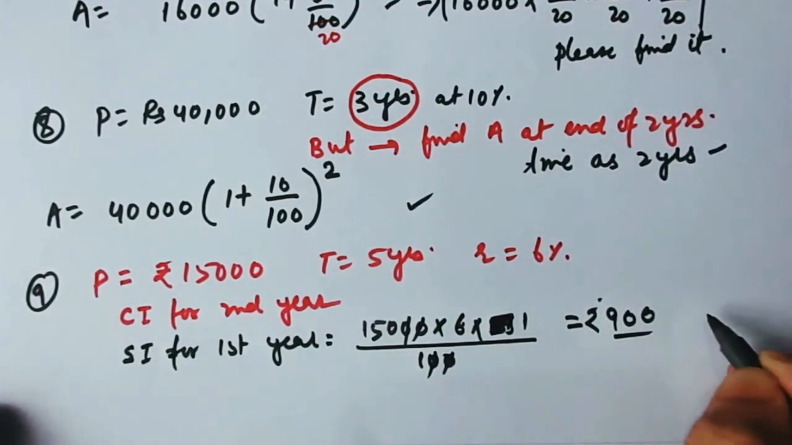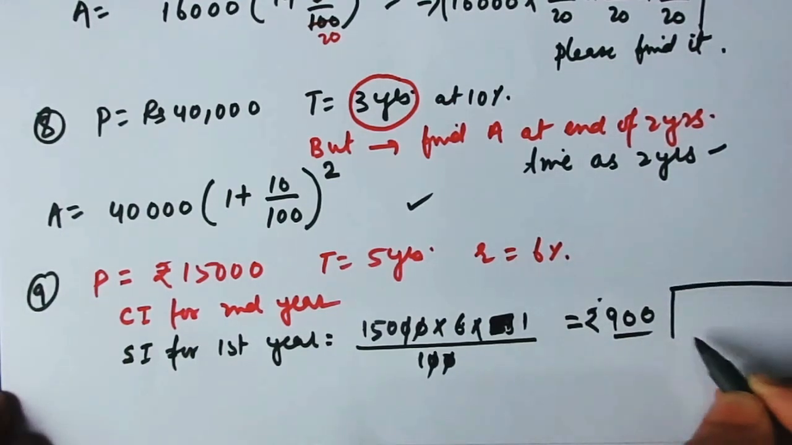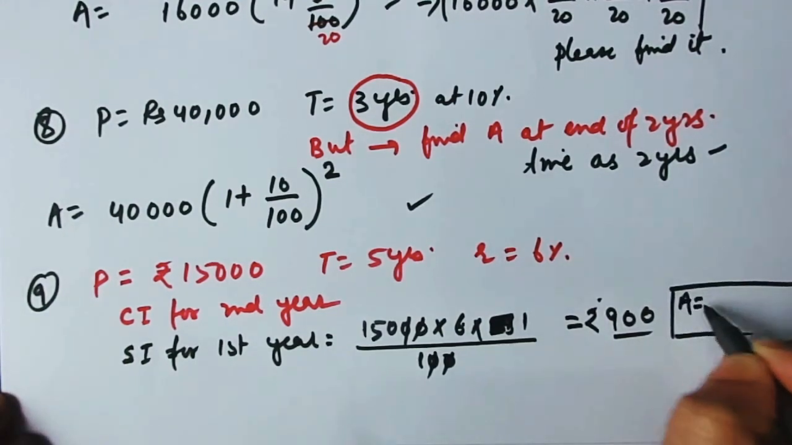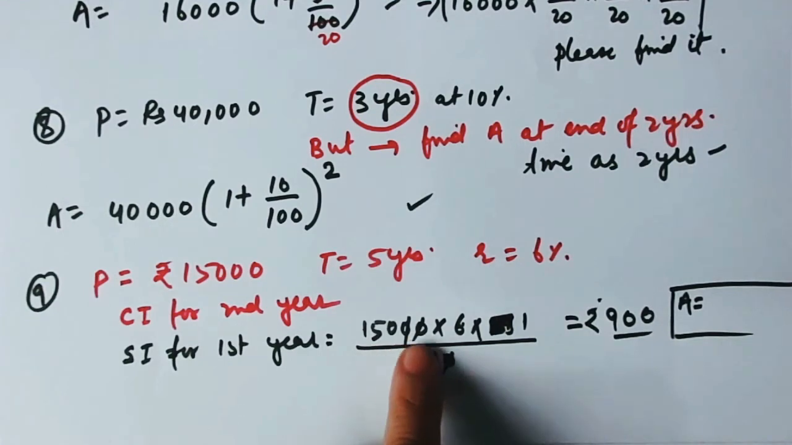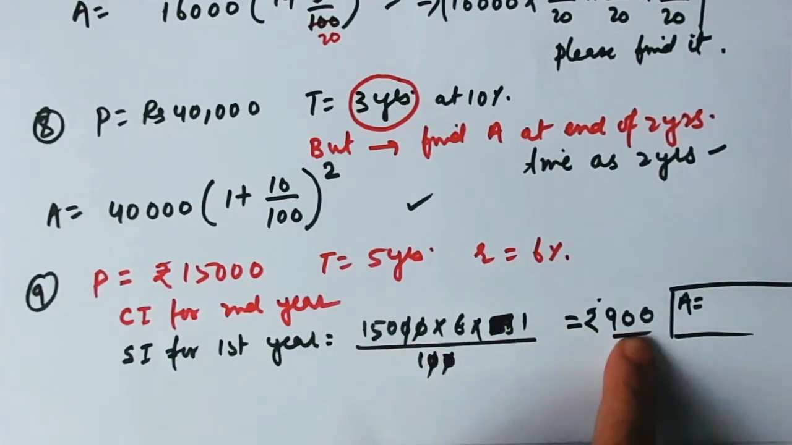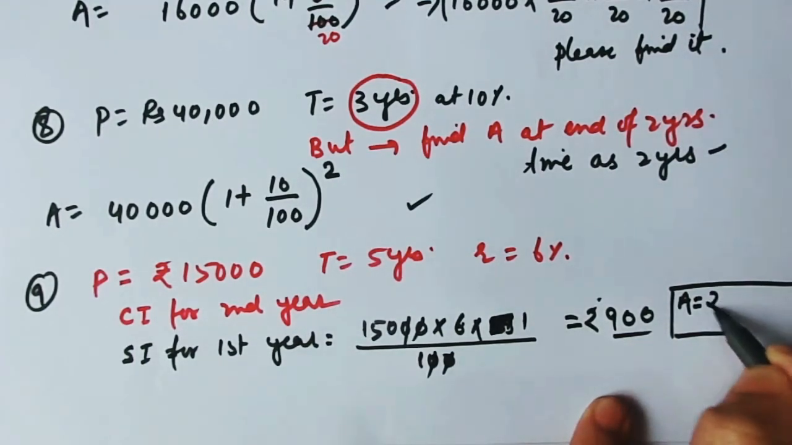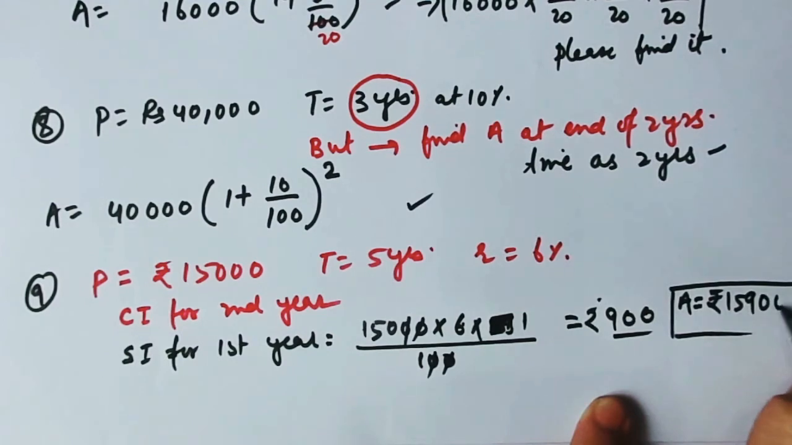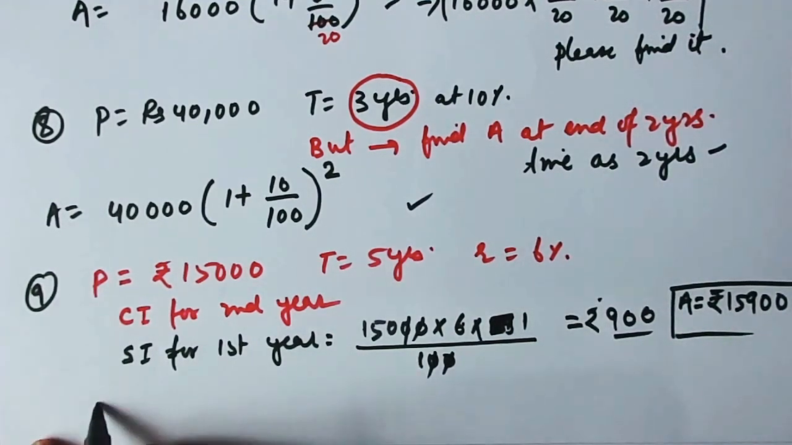So what will be your amount? Your amount will be 15,000 plus 900, so 15900. Amount will be rupees 15900. Very good. So what will be the simple interest for the second year?